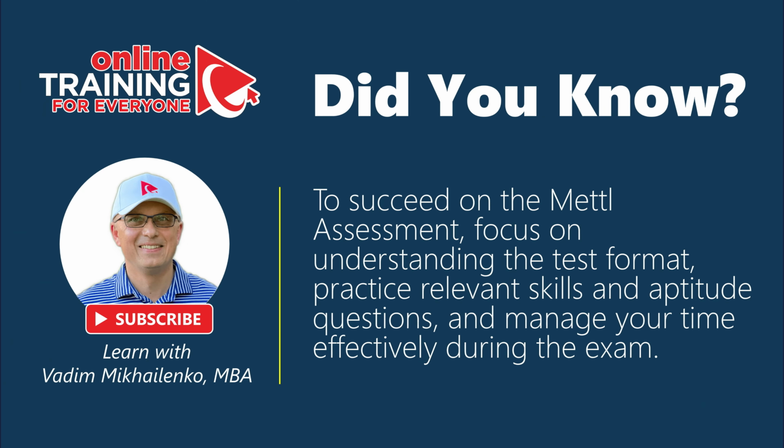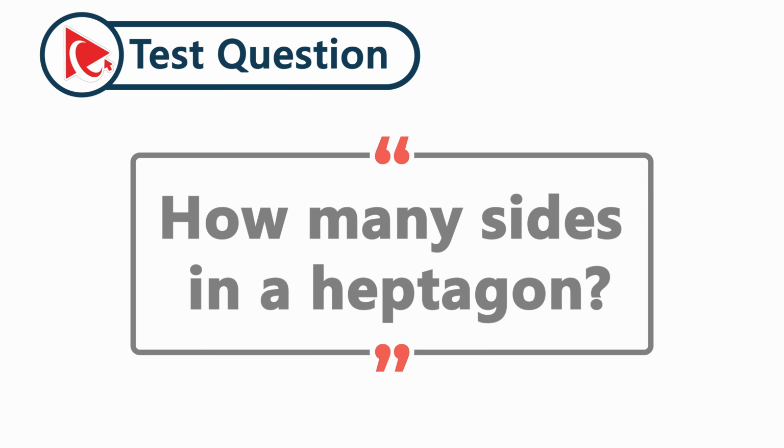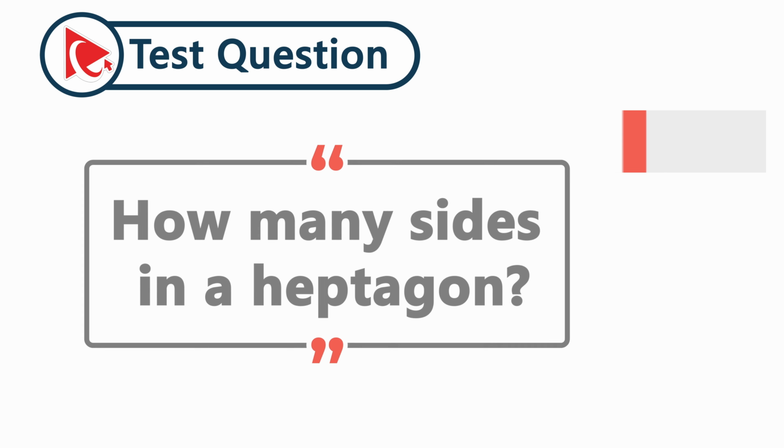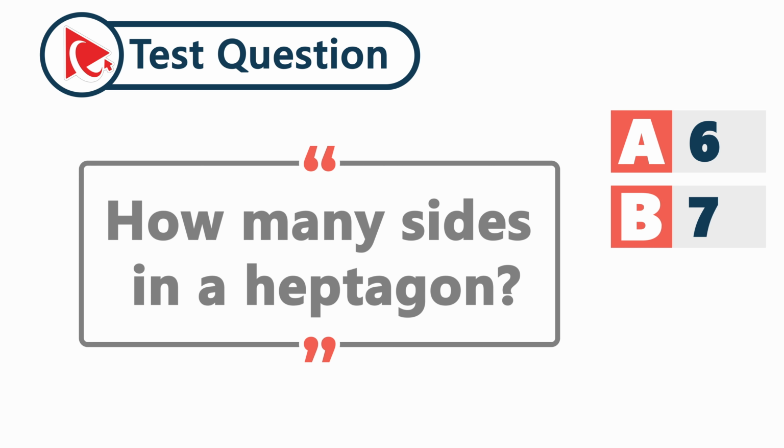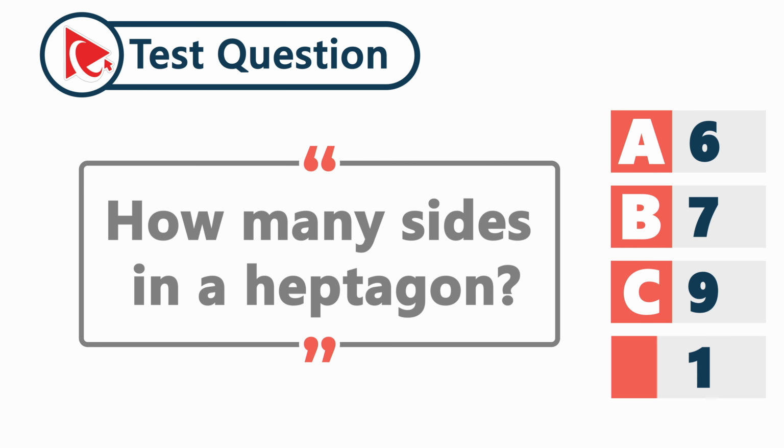With this question, you either know the answer or you don't. But guess what? If you don't know it, we will give you the hints to get it right and remember the solution for the rest of your life. You need to determine how many sides in a heptagon, and your choices for the answers are choice A, 6, choice B, 7, choice C, 9, and choice D, 12.